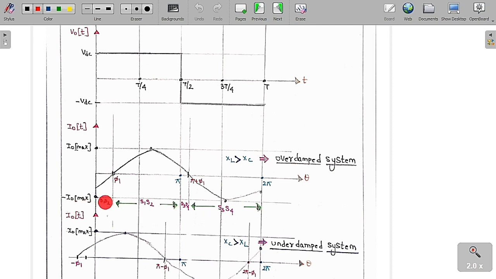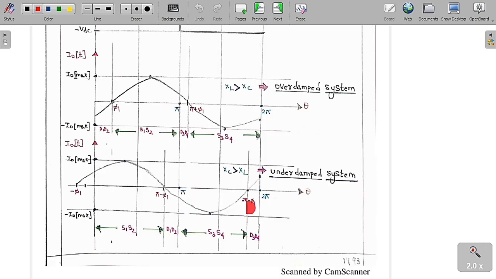This is the minus I naught max and this is the plus I naught max, the maximum value of the output current. Similarly, for the underdamped system, whenever XL is less than XC, or simply XC is greater than XL, the capacitor reactance is higher than the inductor reactance. Therefore the overall circuit is going to act like a capacitor circuit. Whenever the circuit acts like a capacitor circuit, the current is going to lead the supply voltage by a small angle, let me assume phi 1. So if this is phi 1, this will be pi plus phi 1 and this will be 2 pi minus phi 1, like a pure sinusoidal. So this is underdamped and this is overdamped.